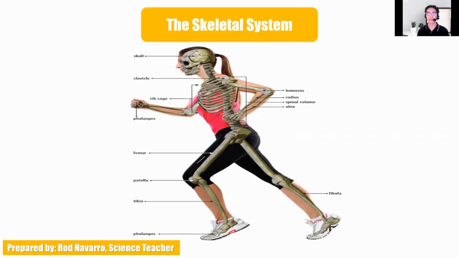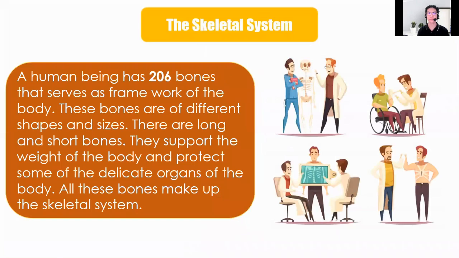At the end of this video, you'll be able to identify the parts and functions of the skeletal and muscular system. A human being has 206 bones that serve as the framework of the body. These bones are of different shapes and sizes. There are long and short bones. They support the weight of the body and protect some of the delicate organs of the body. All these bones make up the skeletal system.